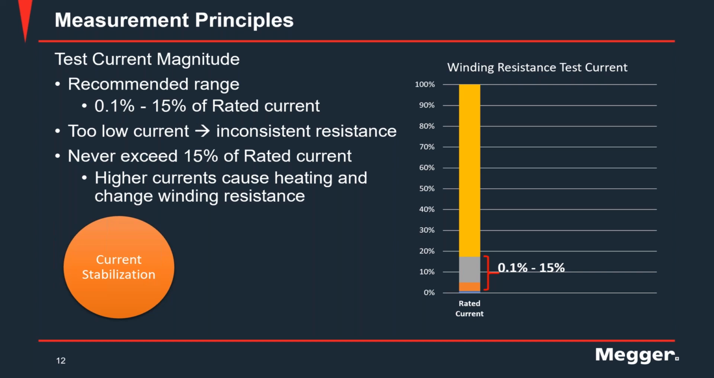On the other side, when you are trying to establish the maximum level of current, you want to make sure that you're not exceeding 15% of the rated current of the winding. That's because as you pass more current, you have I squared R losses that lead to heating. And the moment heating comes into the picture, the resistance of the winding is going to change. Once the resistance changes, you're trying to chase a moving target, and that's obviously not our intent, and that's a very futile effort. So always remember to keep your current ranges between 0.1 and 15%.